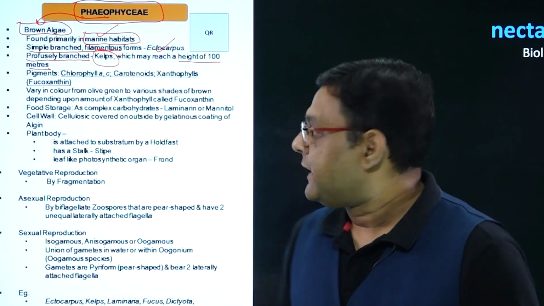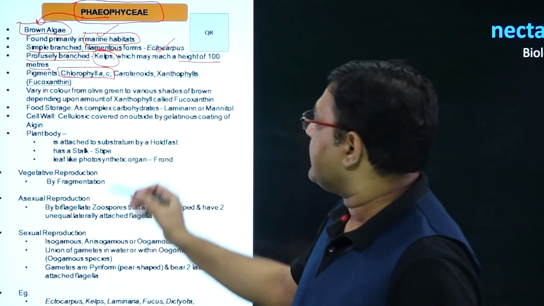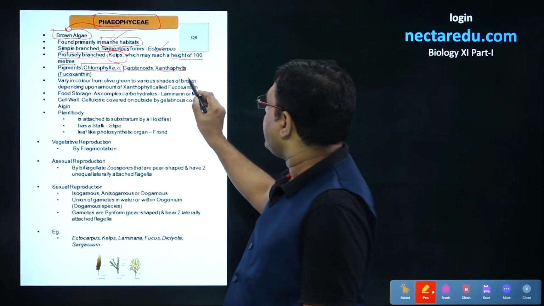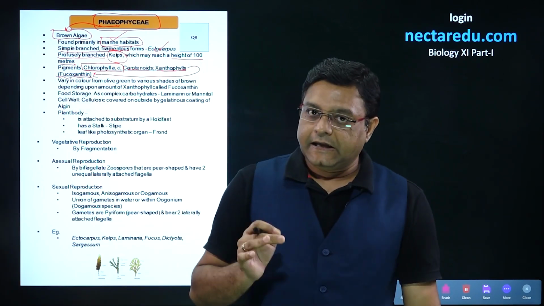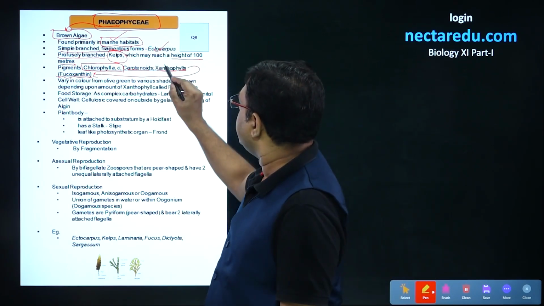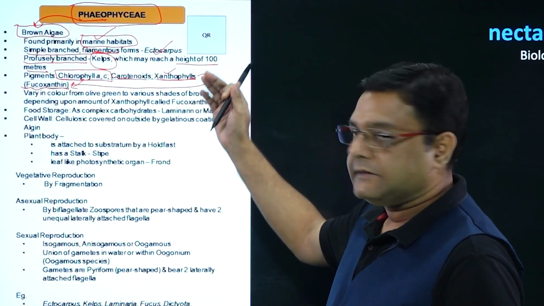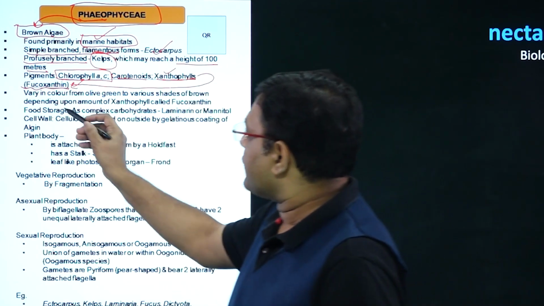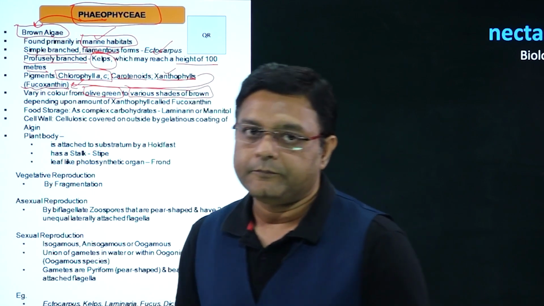Talking about the pigment, in this, chlorophyll a and c, these two pigments are present. There will be carotenoids present, and xanthophylls will be present, and the xanthophyll which is present is fucoxanthin. The color of this algae comes from this xanthophyll, that is fucoxanthin. So the amount of fucoxanthin will determine the color of this algae. So color can vary from olive green to various shades of brown.